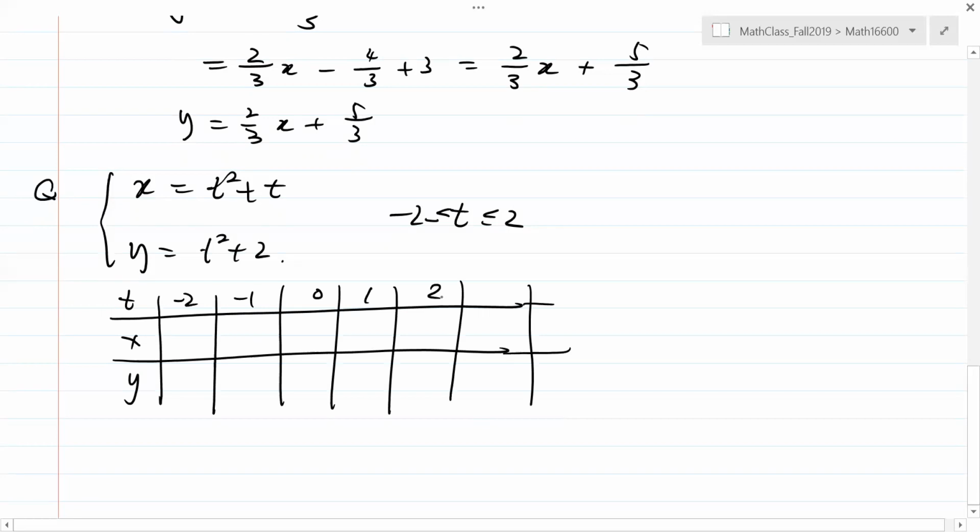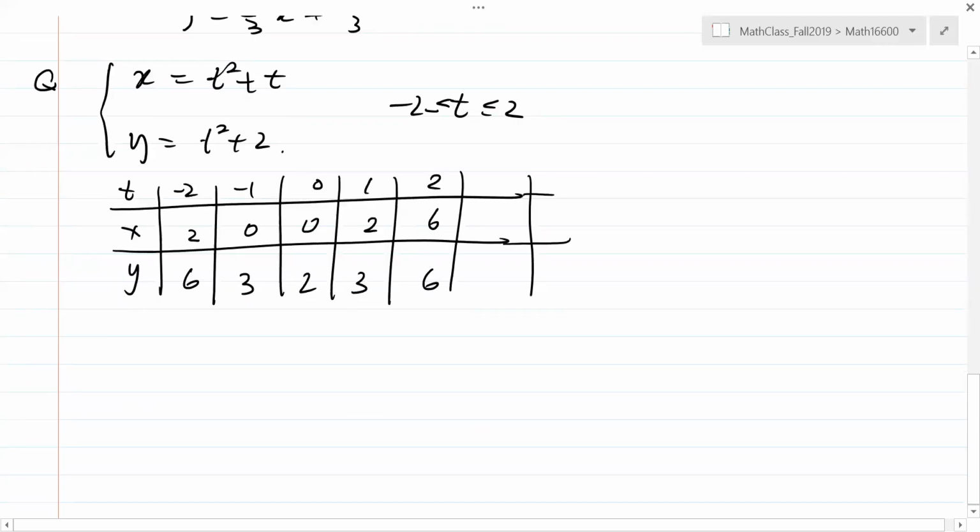And compute carefully. When t equals -2, x will be 2, y is 4 plus 2, which is 6. When t equals -1, x is 0, y will be 3. And when t equals 0, x is still 0, y will be 2. When t equals 1, x is 2, y is 3. When t equals 2, x is 6, and y is 6. All right. So those are the points as coordinates.